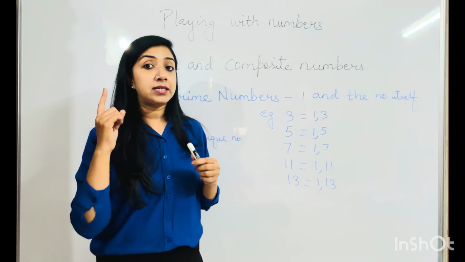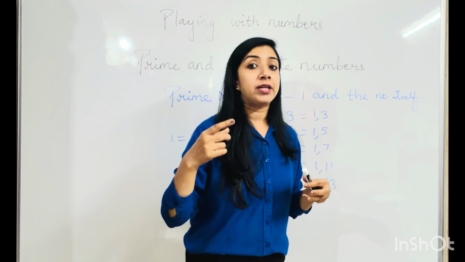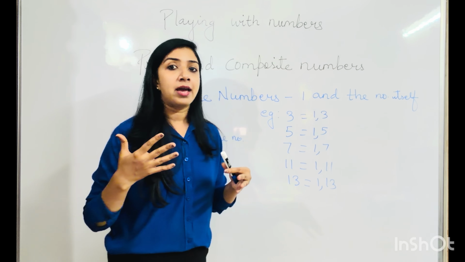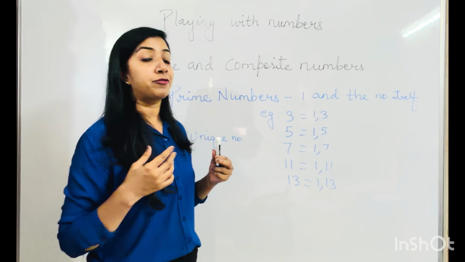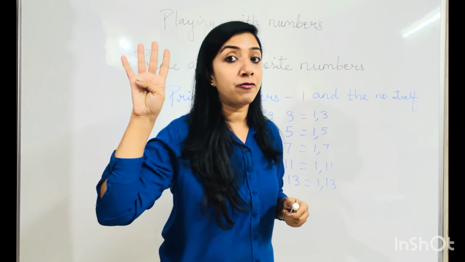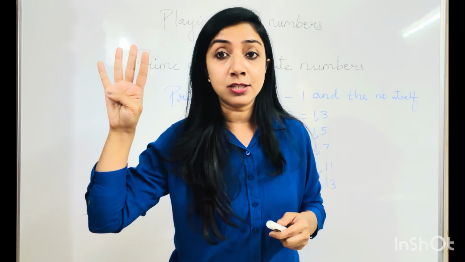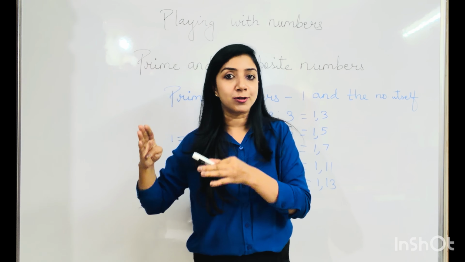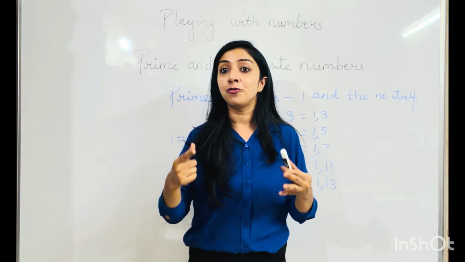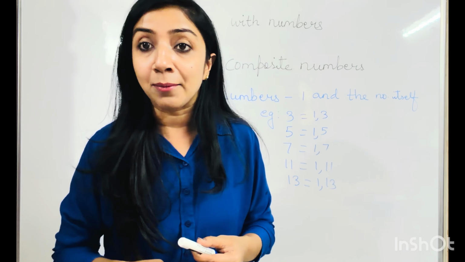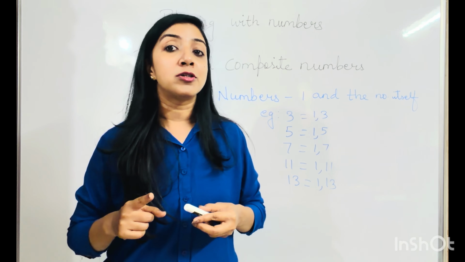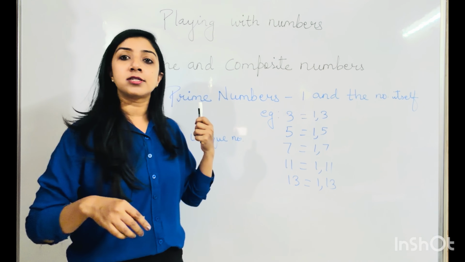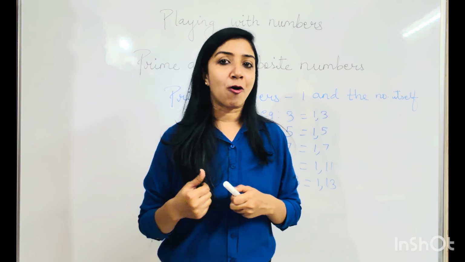So children, 15 is divisible by 1, by 3, by 5, and by 15 also. So how many factors do we have for 15? 4 factors, which is more than 2. That means 15 comes in the category of composite numbers, not prime numbers. Though 15 is an odd number, still it is a composite number, not a prime number. Now let's see what composite numbers are and examples of composite numbers.